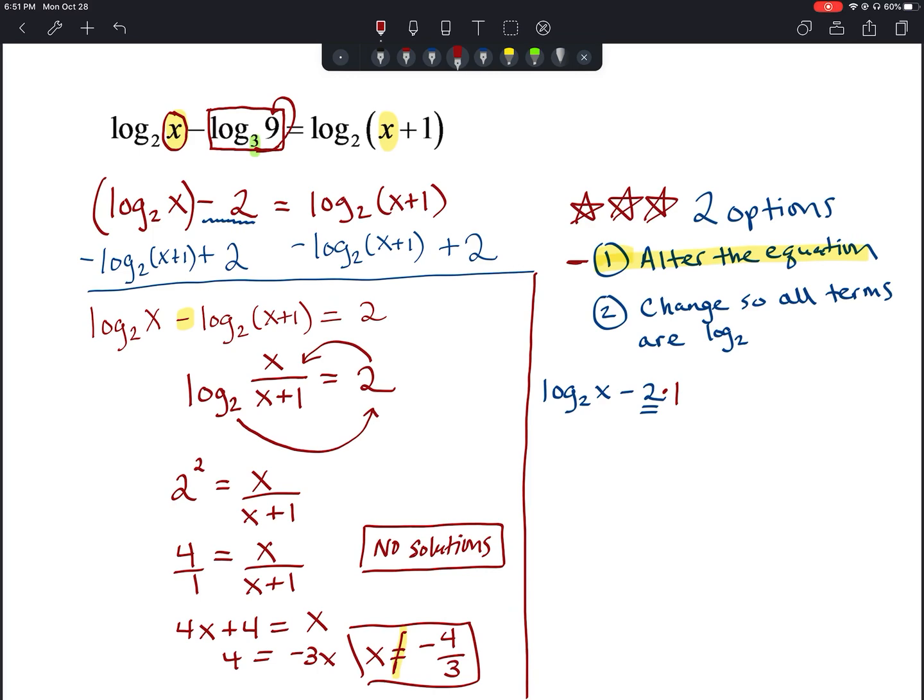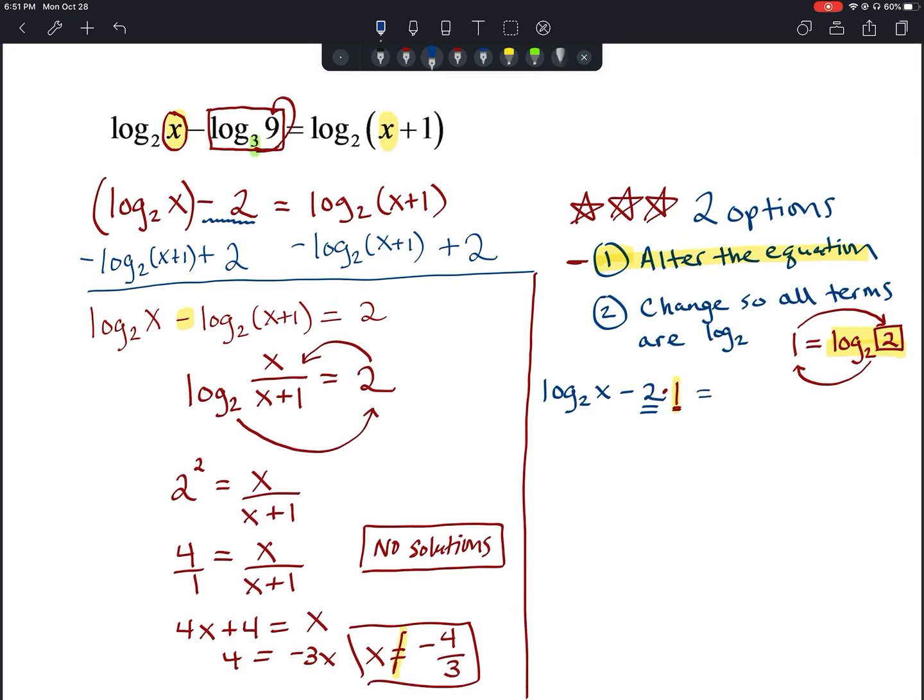I'll do it on the side here because I have room. If I think about it, this 1 could be rewritten as log base 2. We have 1 is equal to log base 2 of what? Well, 2 to the first power equals 2, so then we would have to have a 2 here. So 1 is the same thing as log base 2 of 2. So we can take this and actually substitute it in right here.